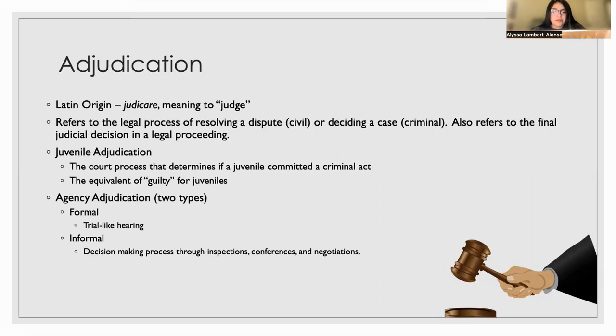The next type of adjudication is agency adjudication, and there are two types of this. The first one is formal. It is a trial-like hearing with witness testimony, a written record, and a final decision. The second type is informal, a statutorily required decision-making process that may or may not require a hearing and is neither formal adjudication nor rulemaking. Instead of a typical hearing, it is done through inspections, conferences, and negotiations, and it must be permitted by the Administrative Procedure Act.